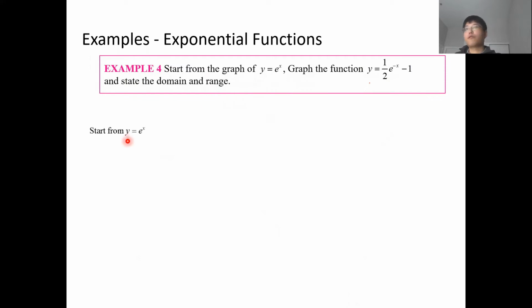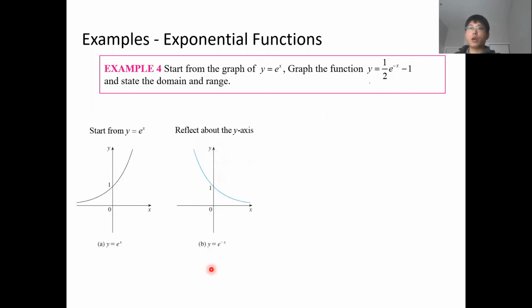We start from y equals e to the x. The graph looks like this. We will first handle this minus x over here. In order to handle this minus x, we will just reflect it about the y-axis. This way we will get y equals e to the minus x. Then to accommodate this 1/2, all we need to do is shrink by a factor of 1/2. So originally the function passes through the point (0, 1), and now it's supposed to pass through (0, 1/2). This is the graph you obtain after shrinking.